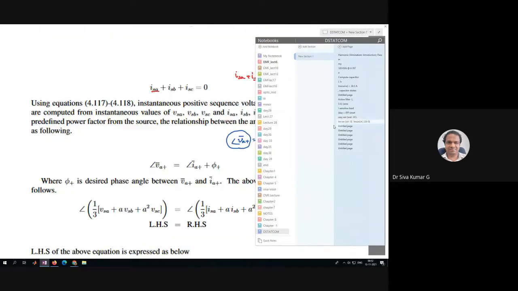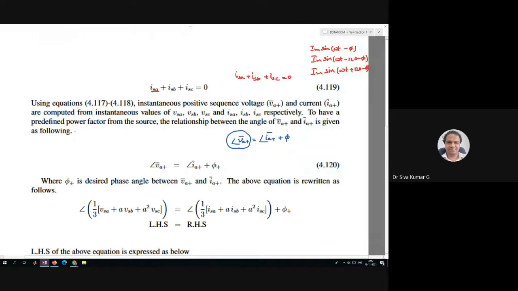This is one of the objectives. Here we have one objective, this, and the other objective is this, the source currents.